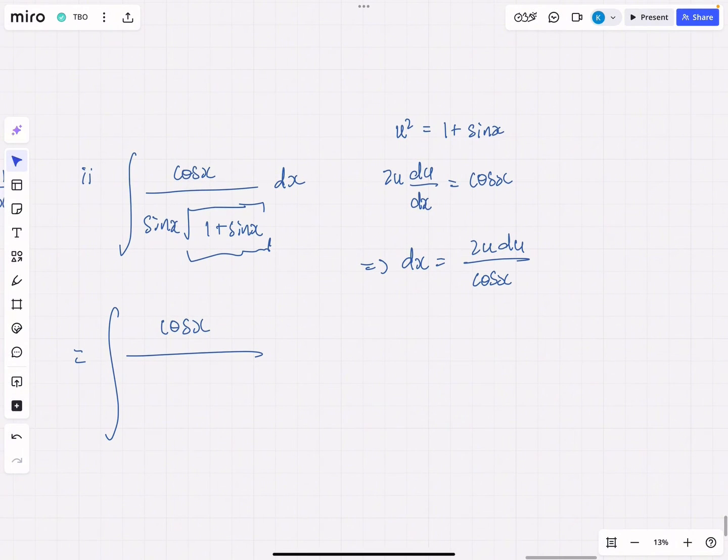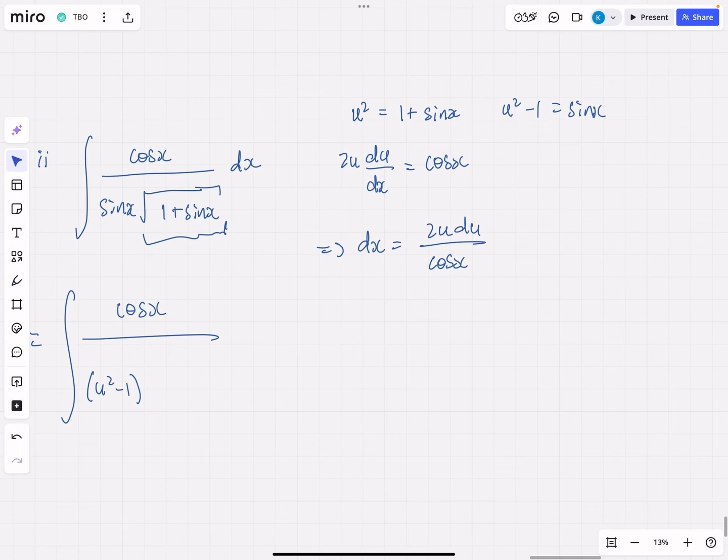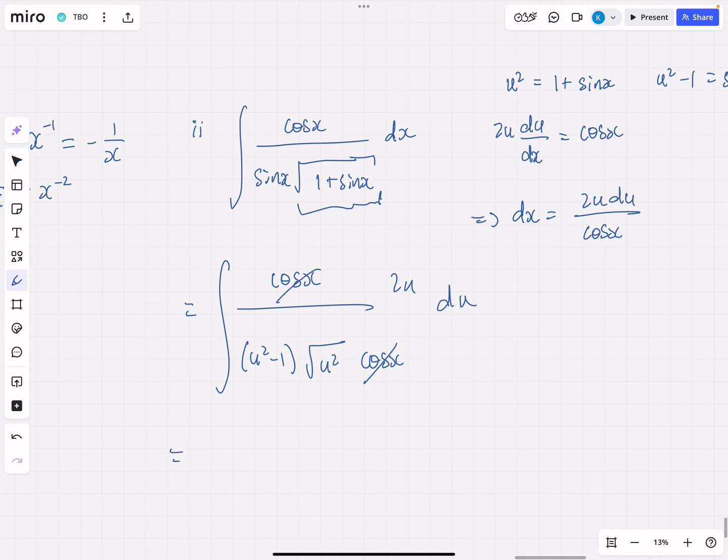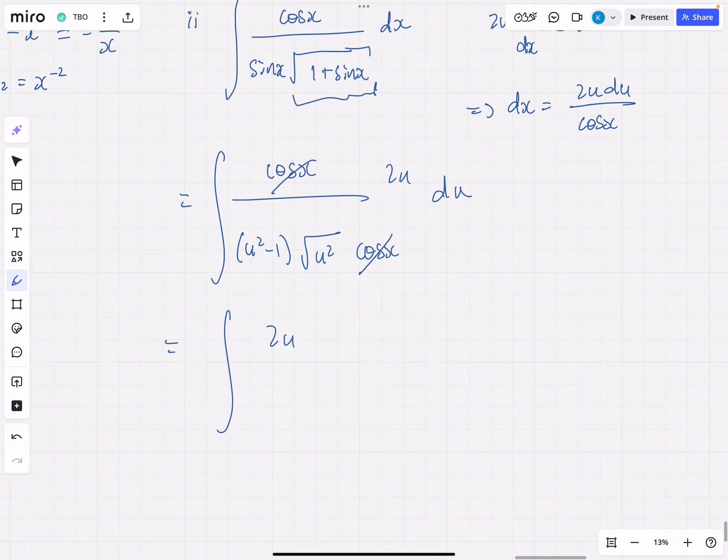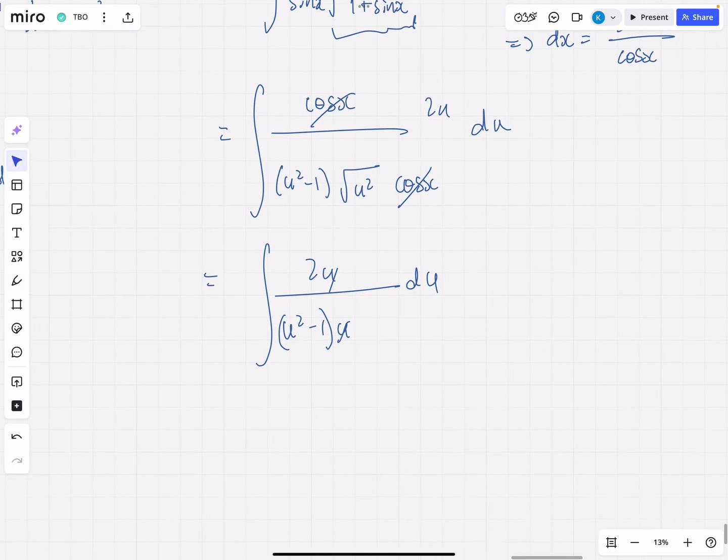Recall that if u squared equals 1 plus sine x, then u squared minus 1 is just sine x. I'm going to have u squared minus 1 here, multiplied by the square root of u squared, cos x, 2u du. Cos x goes. So now I get here the integral from 2, no bounds again, multiplied by u. Bring the 2 at the front, 1 over u squared minus 1.